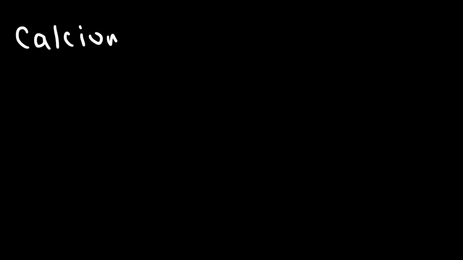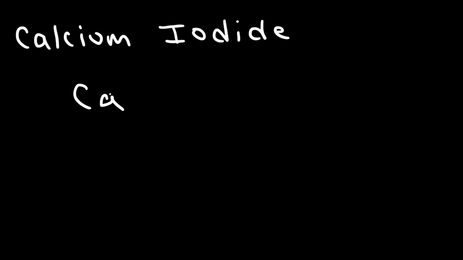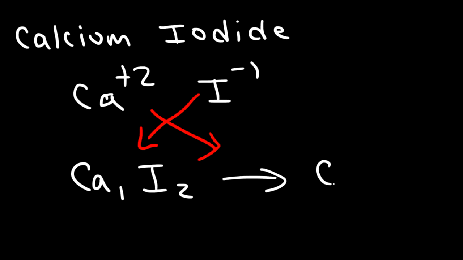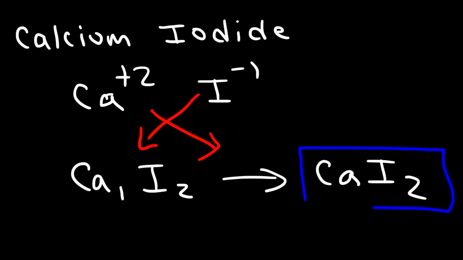Try this one. Calcium iodide. Feel free to pause the video. Now, calcium is an alkaline earth metal. It's found in group 2, so it's going to have a positive 2 charge. Iodide is a halogen in group 7A, and those elements form negative 1 charges. So if we switch the charges with subscripts, it's going to be Ca1I2, but we don't need to write the 1, so it's simply CaI2, and that's the answer for that example.